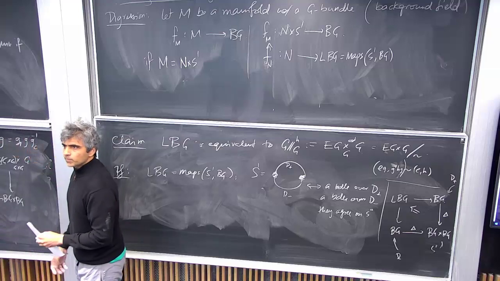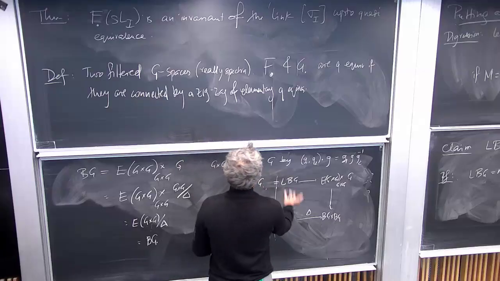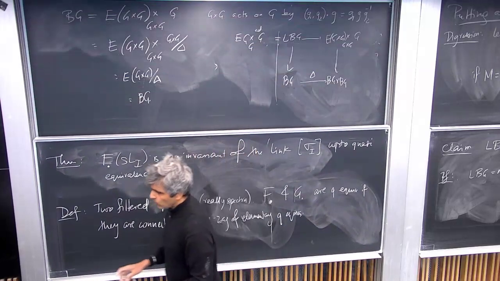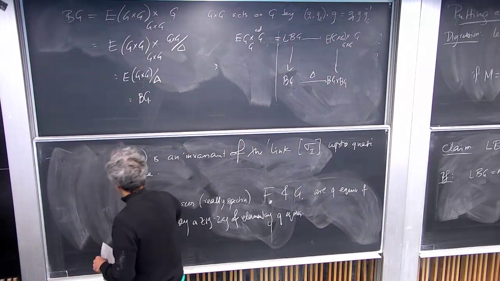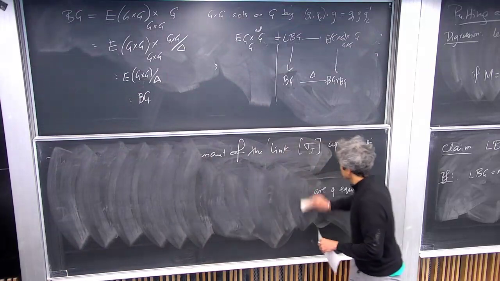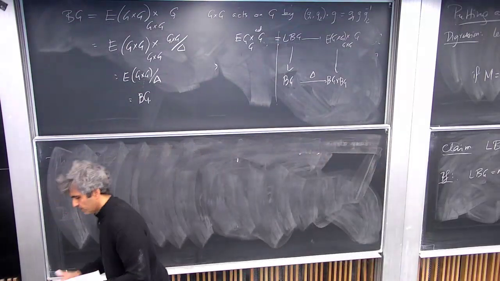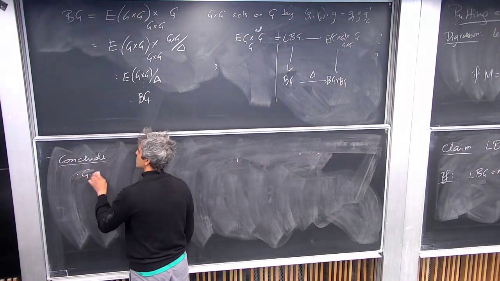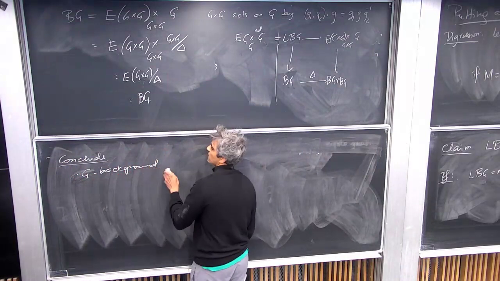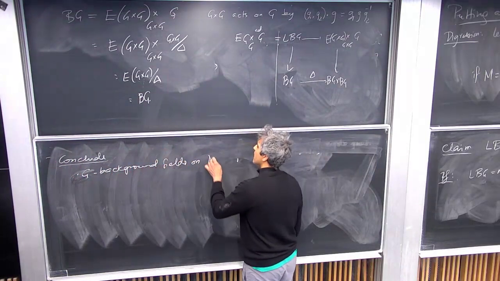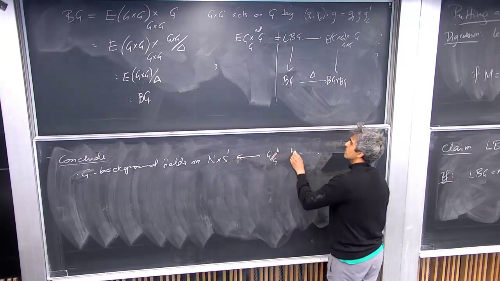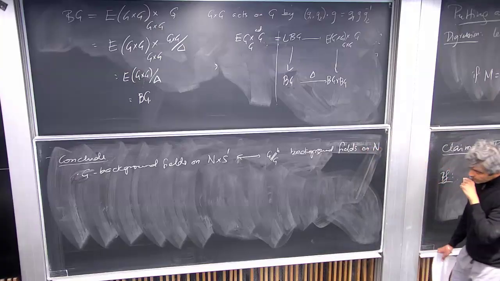That's the space. Okay, so let me just write out what I'm trying to say. I'm saying background G fields on M cross S1 are G mod mod G orbit fields on, sorry, let me write this out before I screw it up. To conclude, BG or G background fields on N cross S1 correspond to G mod mod G H. That's the conclusion.